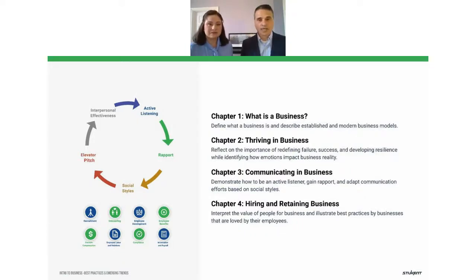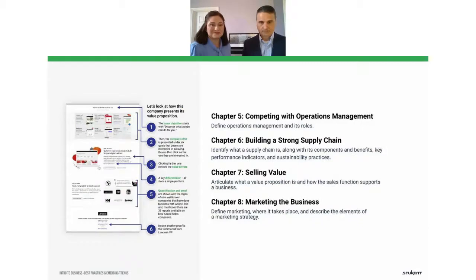And then we also have communicating in business, where we go through, again, different learning styles and communication styles. And then, as everybody has heard in the last few years, hiring and retaining in a business. Companies are having a struggle getting people in and then also keeping them. So we have an entire chapter dedicated to that topic.